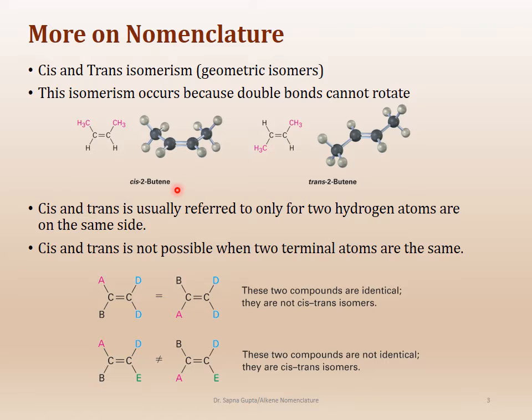you can't call it constitutional because really the basic structure is the same. Hence, these are called the cis and trans isomers, or you can also call them geometric isomers. One of the things about the orientation of these molecules is that because it stays the way it is, its 3D structure also changes a little bit.